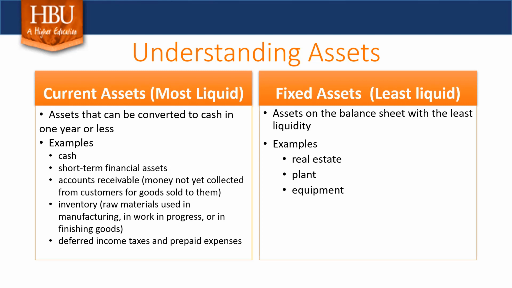Inventory that can be sold, and this inventory can be raw materials, potential work in progress, or inventory that is the actual finished good. Also, current assets can be found in deferred income taxes and prepaid expenses. Fixed assets are the least liquid, or those assets that typically take a year or more to be converted into cash. Some examples of these are real estate, plant, and equipment.